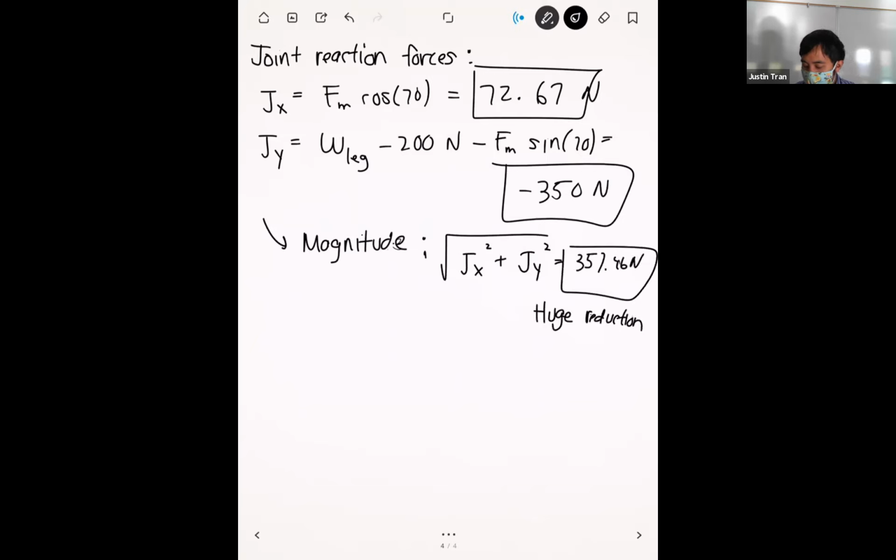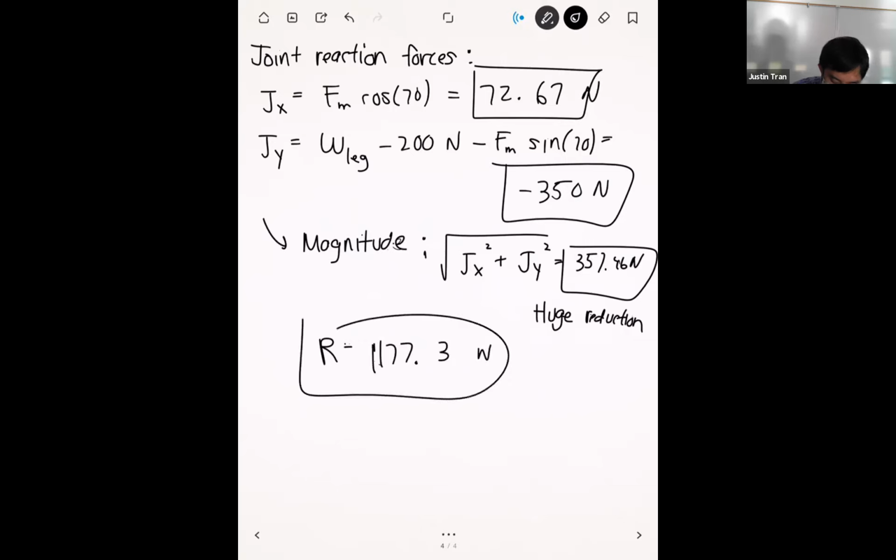Because from the first example, we got a joint reaction force of 1177.3 newtons. So you can see here that we've reduced the joint reaction force by quite a bit as well.